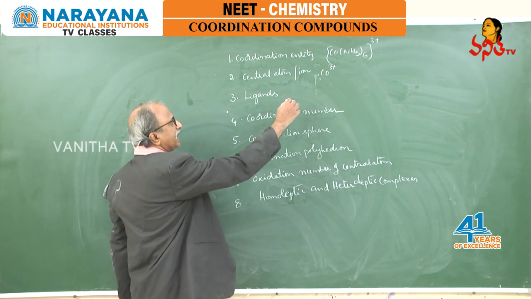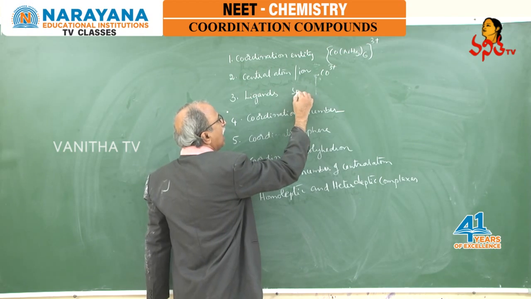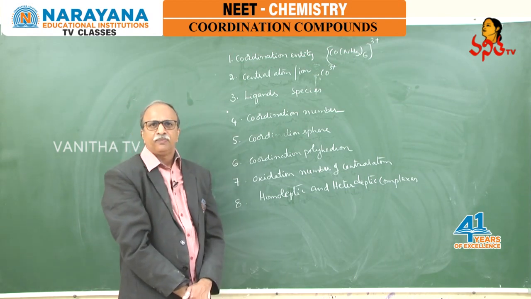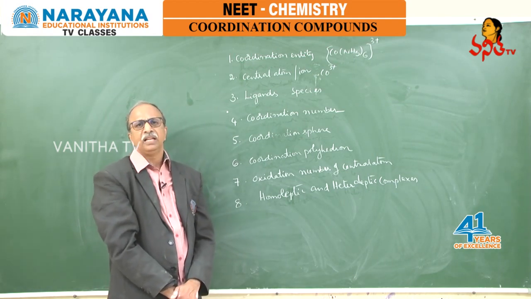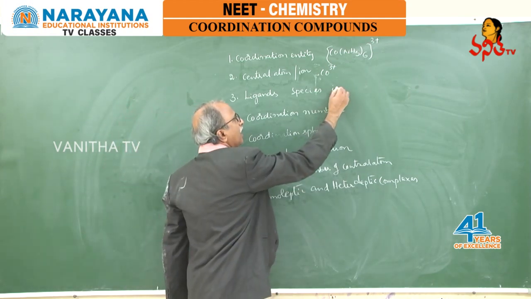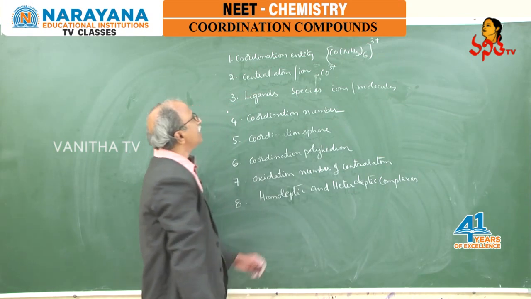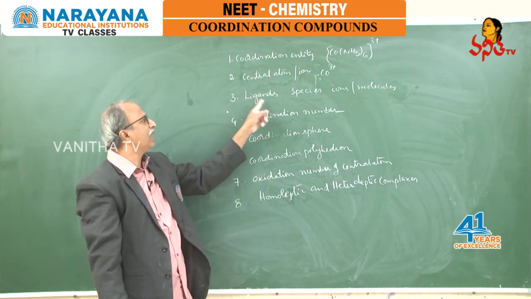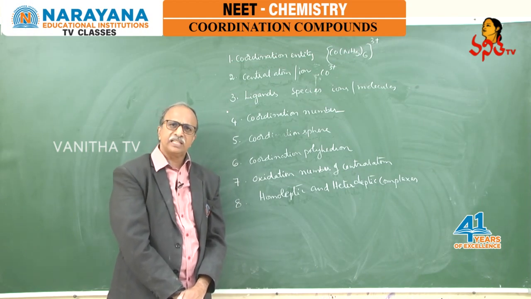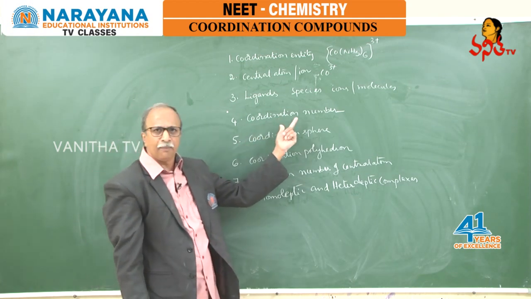Next one is ligands. What are the substances or species that form the secondary valencies or satisfy the secondary valencies? They may be simple ions, or they may be molecules, which actually give rise to this coordination entity, and they are called ligands. These ligands are of many types, we will discuss this point again later. And next one is coordination number.